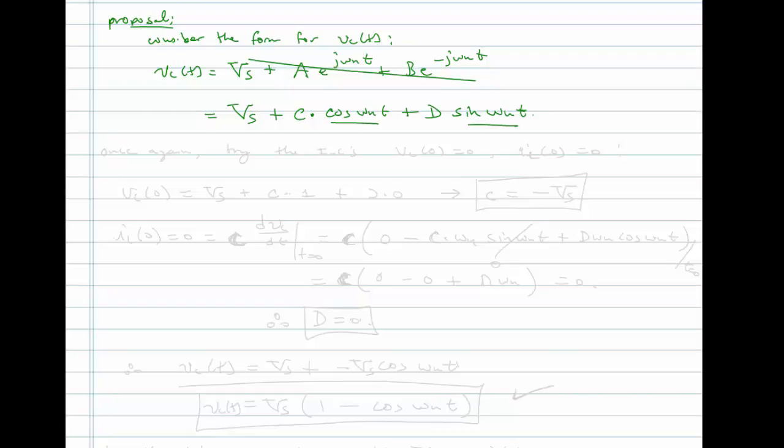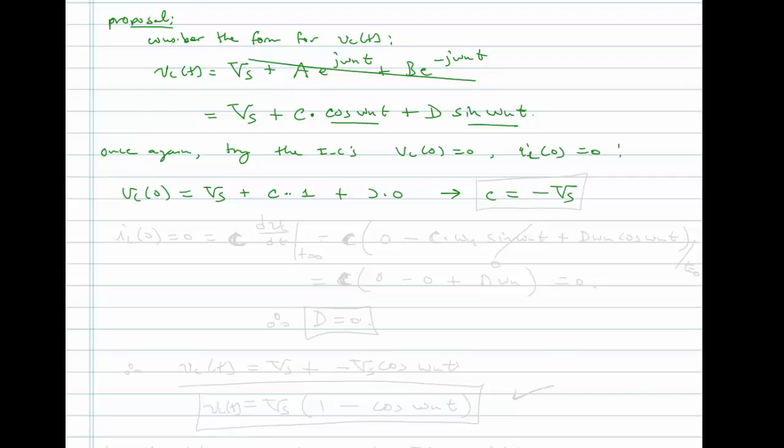Now let's try to satisfy the initial conditions. So let's do both cases as before. Once again, try the initial conditions: Vc of 0 is equal to 0, and IL of 0 is equal to 0, and then we'll do the second one as well. Okay, so here we go. Vc of 0 is equal to Vs plus c times 1, right? Because cosine of 0 is 1, plus d times 0. This right away tells us that c is equal to minus Vs.